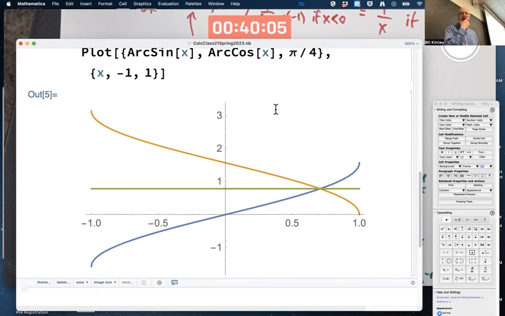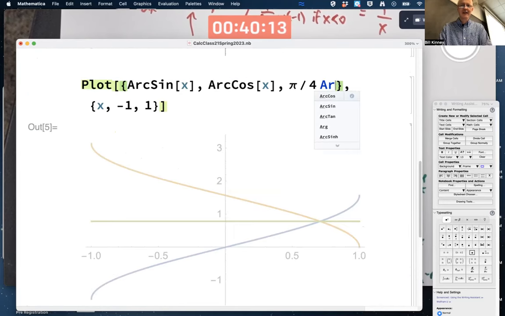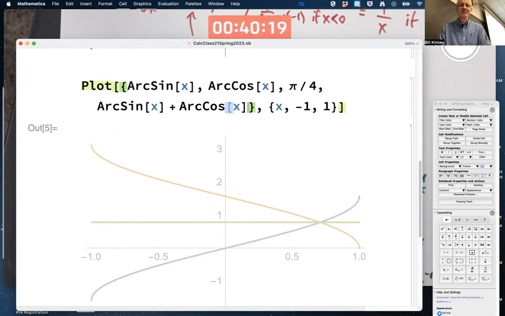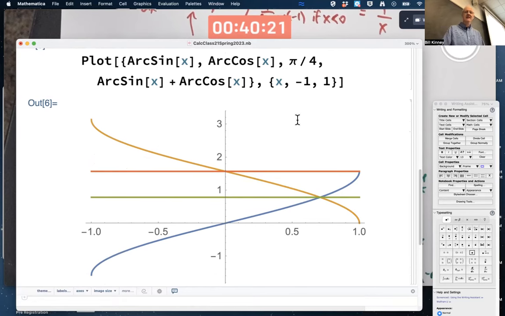I wonder what that would imply if you added these functions. Arc sine x plus arc cos x. You get another horizontal line when you add them. Inverse sine plus inverse cosine is always constant. What's that constant? Looks like it's double pi over 4. It looks like it's pi over 2, and it is.